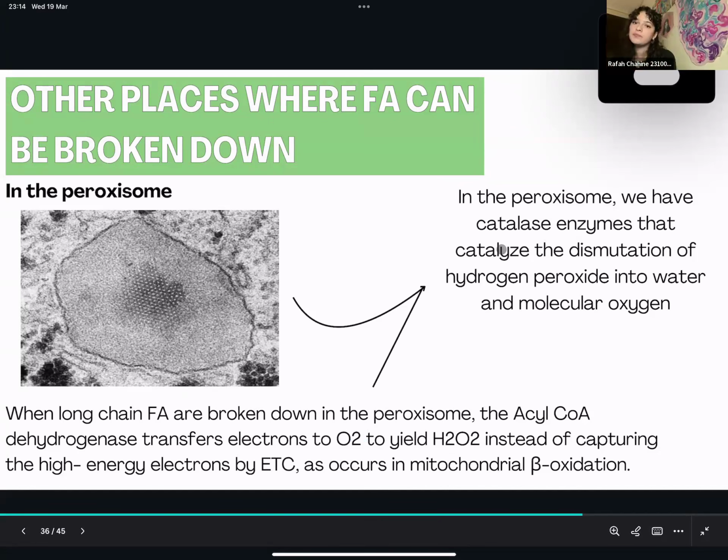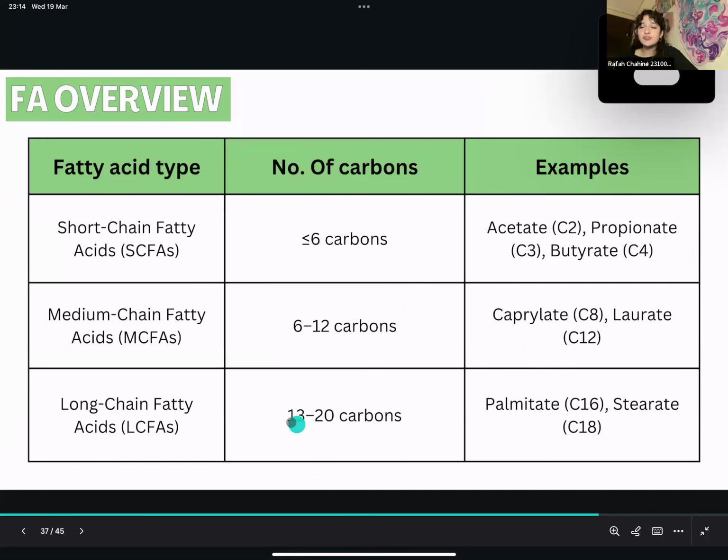But yeah. Okay. Now, before we move on to the next slide, this is an overview of fatty acids, okay? So far, we've been talking about long-chain fatty acids, which are basically 13 to 20 carbons long. I told you in the MCAD deficiency slide, usually medium-chain fatty acids are 6 to 12 carbons long. Short-chain fatty acids are less than 6 carbons long.